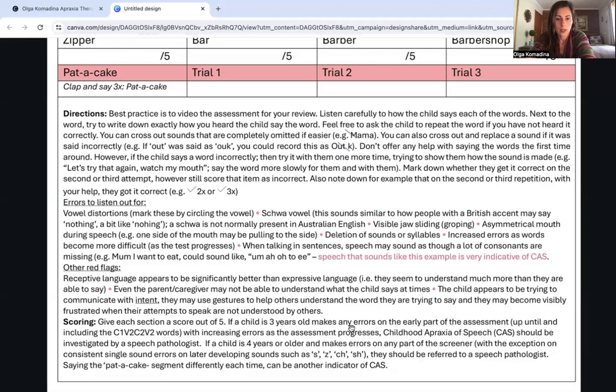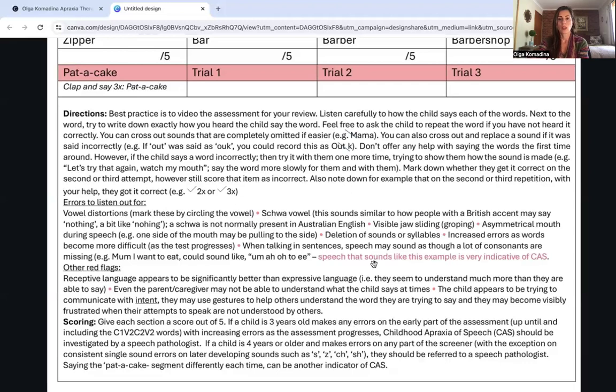I'm saying if the child is 4 years and older and makes errors on any part of the screener, because often 4-year-olds will start to have some of those later developing sounds, then they can be referred to a speech therapist for a check. And if they're a 2 or 3-year-old and they don't yet have those later developing sounds, that's kind of more to be expected.